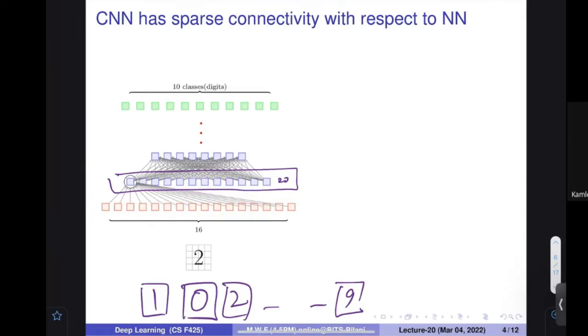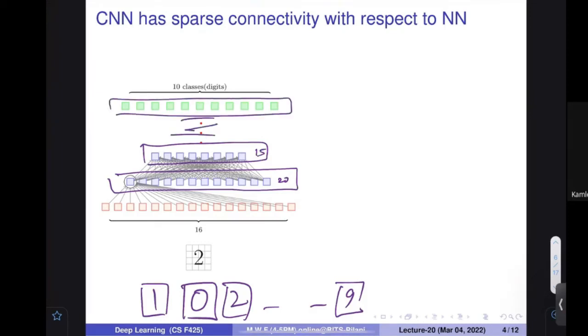Then I put the second layer. Similarly, I can put whatever number of layers. For example, here I put 15, and then I keep adding layers. At the end, this is the output layer. How many neurons should be here? Here there would be 10 neurons because 10 numbers are there. So here we would be having 10 neurons.